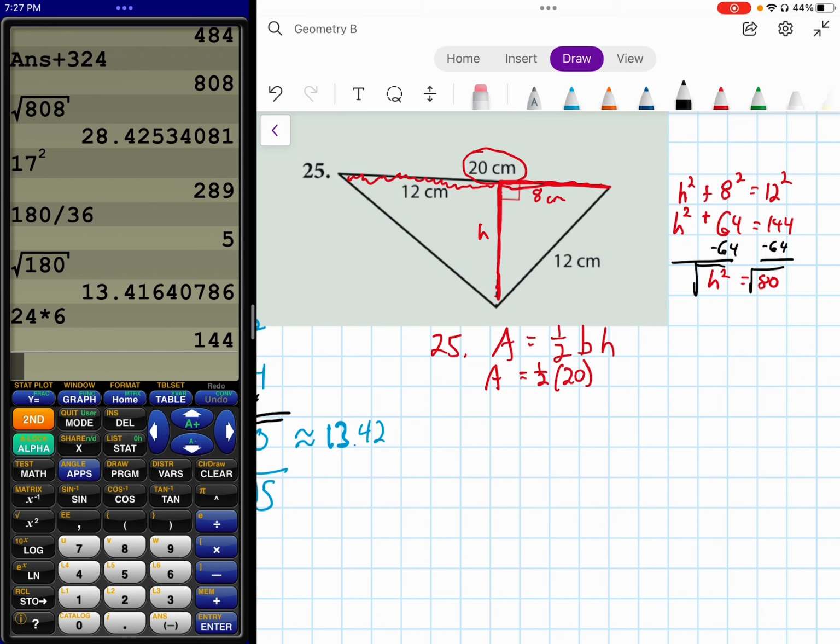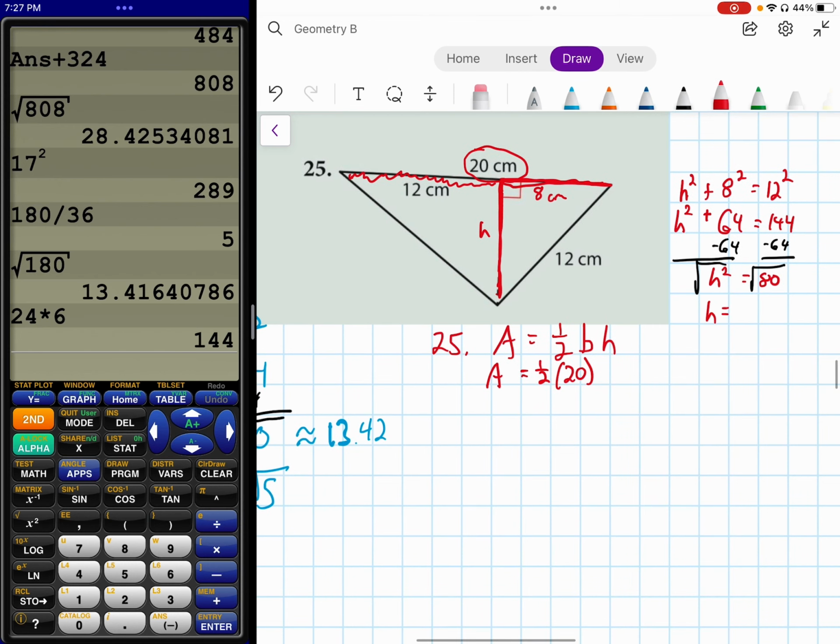And once again, we need to simplify this. The directions say exact answer. Again, if you've taken Algebra 2, even in Algebra 1, sometimes you learn this. But to simplify this, you can split this up into something that's a perfect square. 16 goes into this 5 times. So the height is 4 times the square root of 5. That can now go into our formula for the height. And then we have area equals half of 20 is 10. 10 times 4 is 40. So this is 40 times the square root of 5, and our units is centimeters squared.